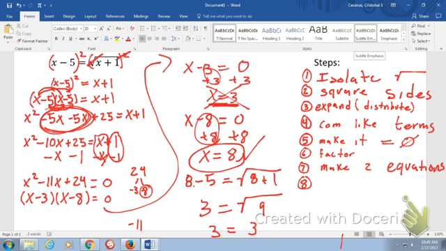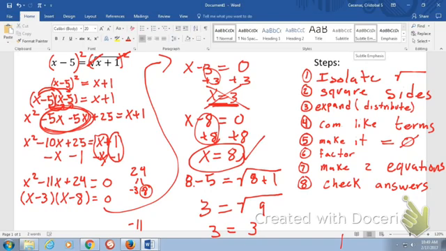So sometimes one is going to work out and the other one is not. So the last step is check answers. These are all the steps to follow to solve any problem.